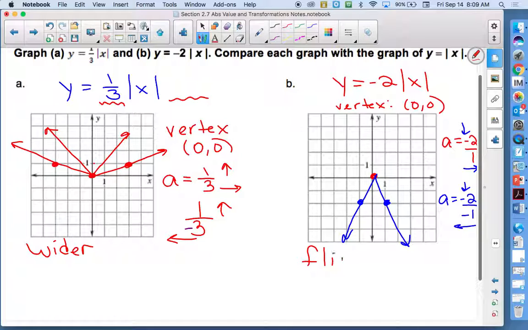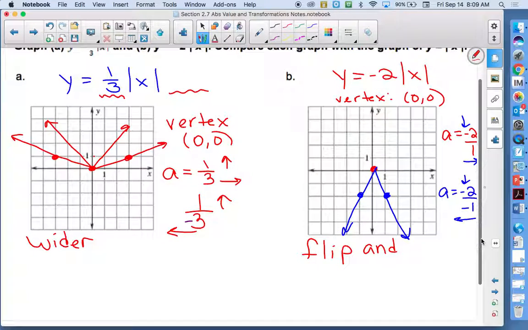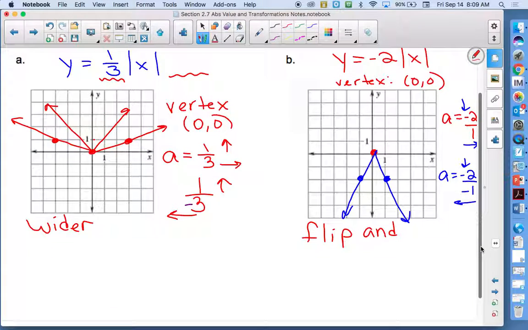Yeah, so it flips, and Eden, there's something else that happens. The slope is steeper. And it's steeper because this number here is a 2. So instead of just moving up 1 over 1, up 1 over 1, or down 1 over 1, down 1 over 1, we're going down 2. So it flipped, and then it also became steeper. Or you could say more narrow. Questions?